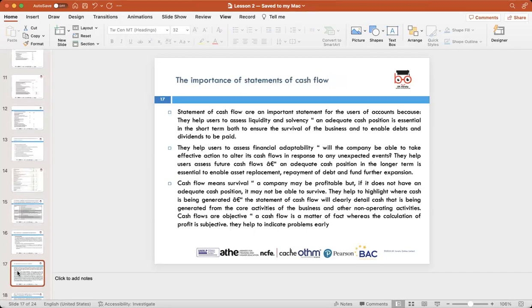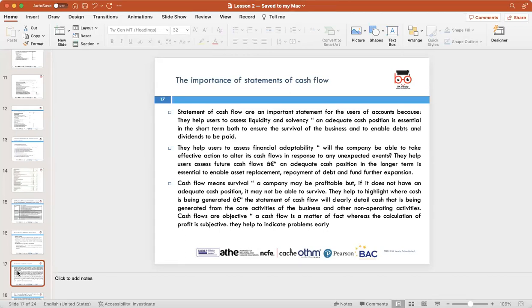Okay. Next one is the importance of statement of cash flow. Statements of cash flow are important statements for the users of accounts because they help users to assess liquidity and solvency. An adequate cash position is essential in the short term, both to ensure the survival of the business and to enable debts and dividends to be paid.